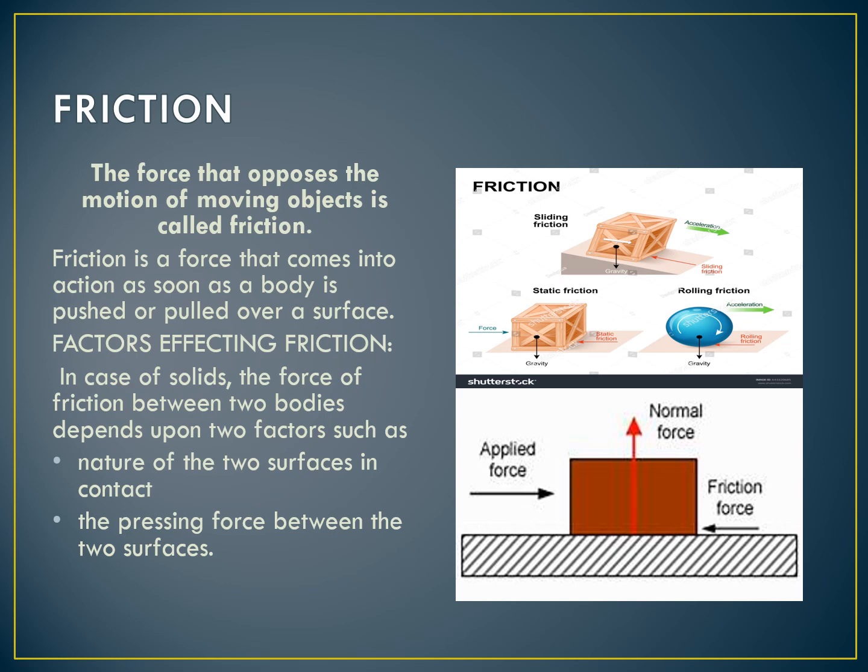From this experiment, we come to know that friction depends on two factors. Number 1, nature of the two surfaces in contact, and number 2, pressing force between the two surfaces. Here, if the nature of the surface is rough, then friction is more, and if it is smooth, then friction is less. And if the pressing force, that is the weight of the moving object, is more, then again friction is more, and if pressing force is less, then friction is less.